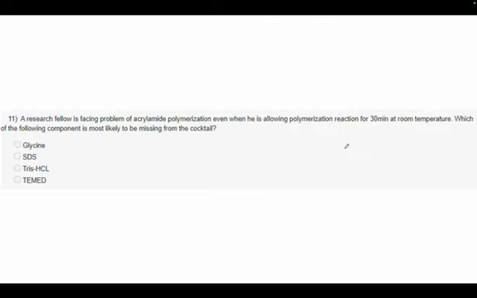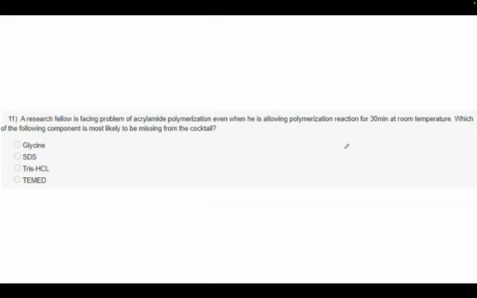A research fellow is facing the problem of acrylamide polymerization even when he is allowing the reaction to stand for 30 minutes. Meaning he has made the full reaction, he has kept it at room temperature for 30 minutes, but it's still not polymerizing. So which component is most likely to be missing from the cocktail?